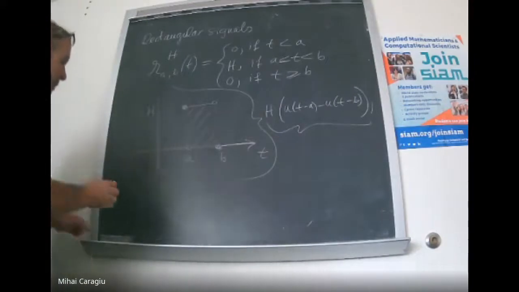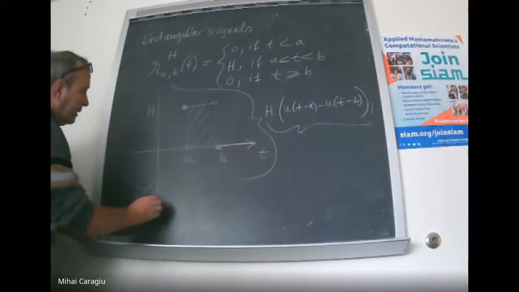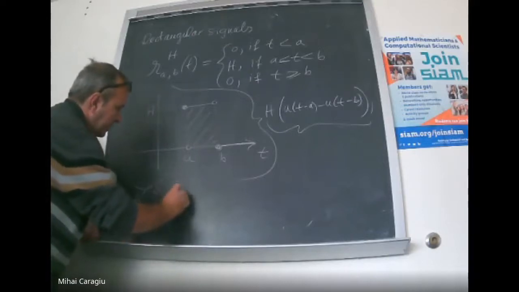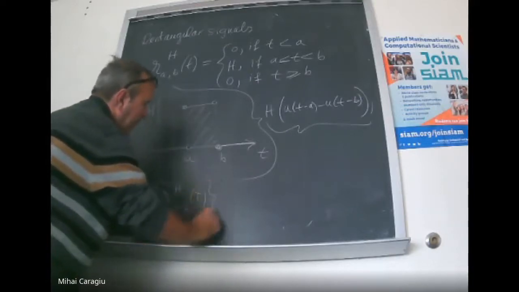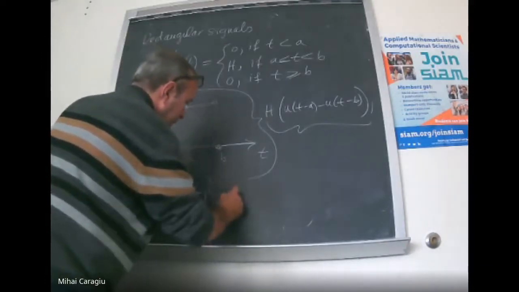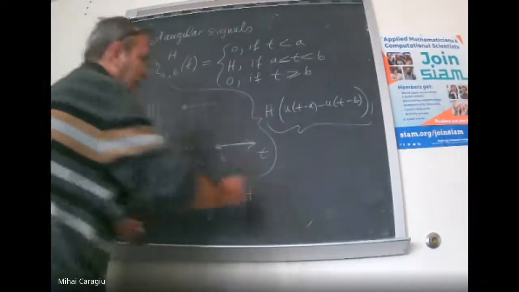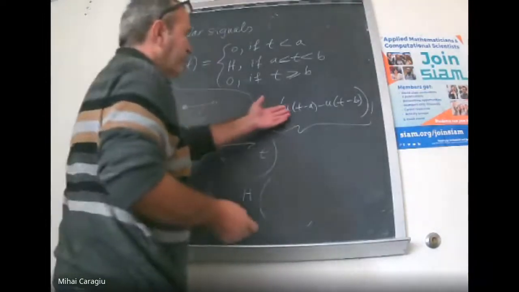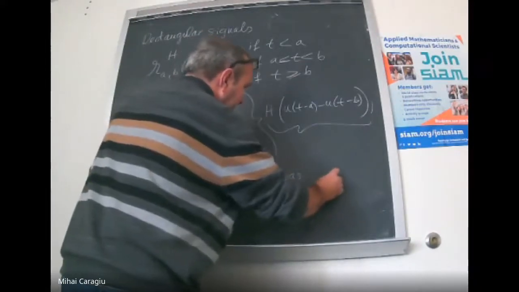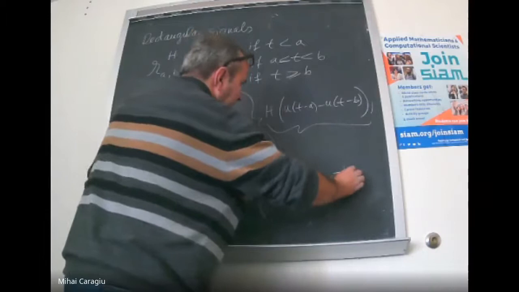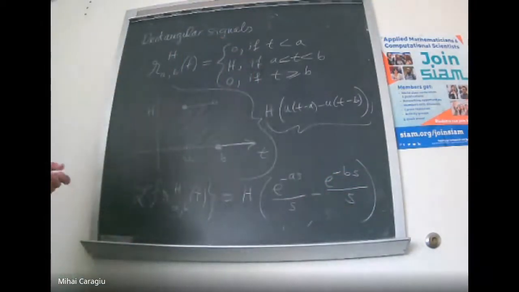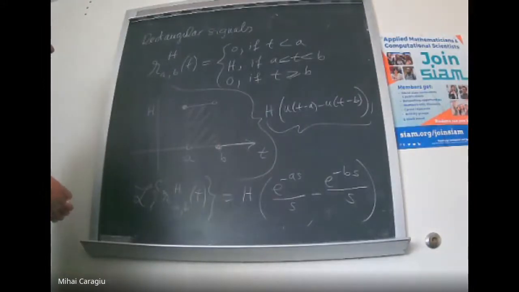Then the Laplace transform of the rectangle R sub A, B, h of t is h times the Laplace transform of U of t minus a, e to the minus a s over s, minus the Laplace transform of U of t minus b, e to the minus b s over s. So this will be the Laplace transform of a rectangle.